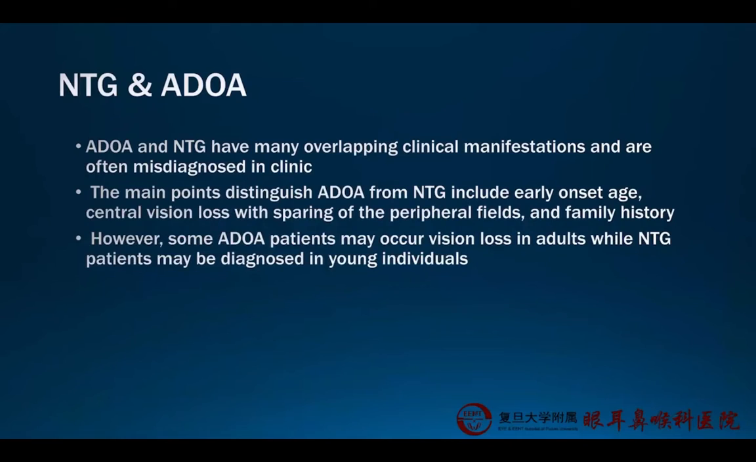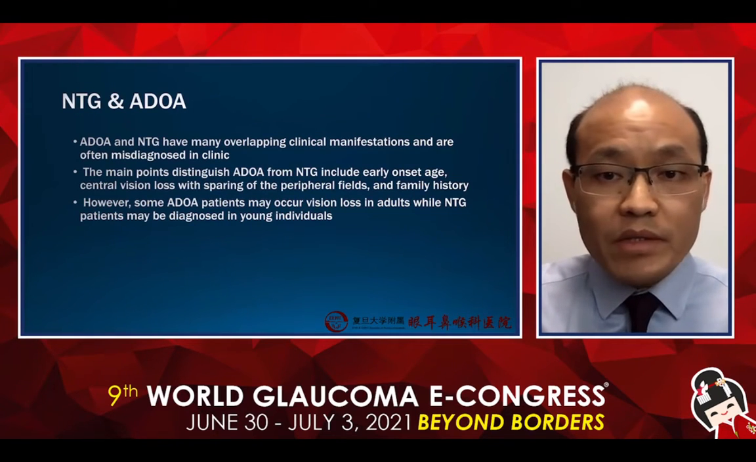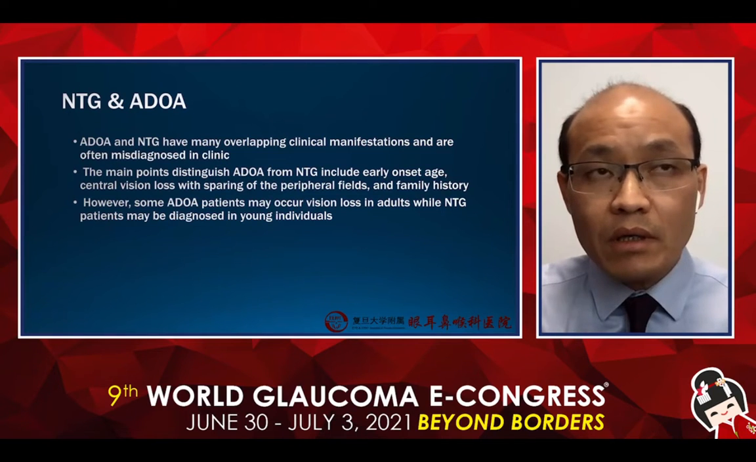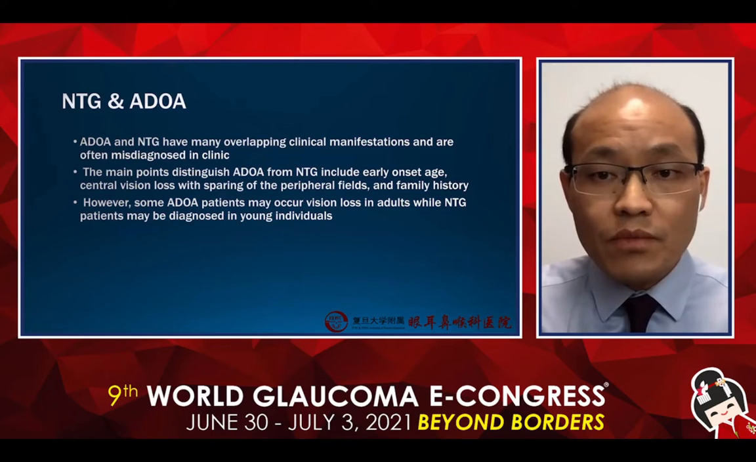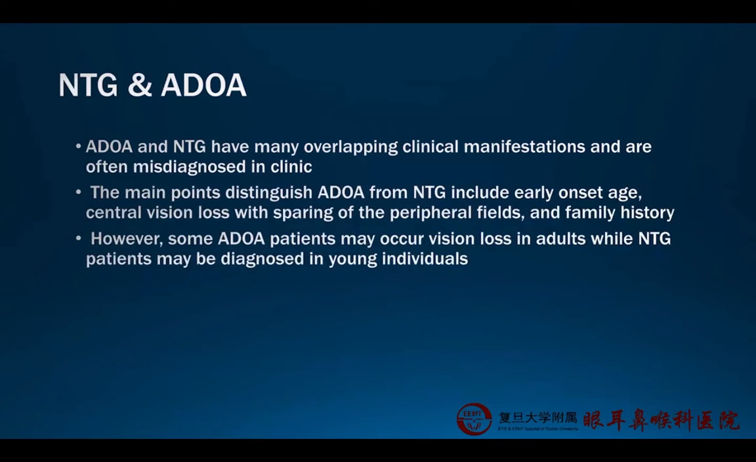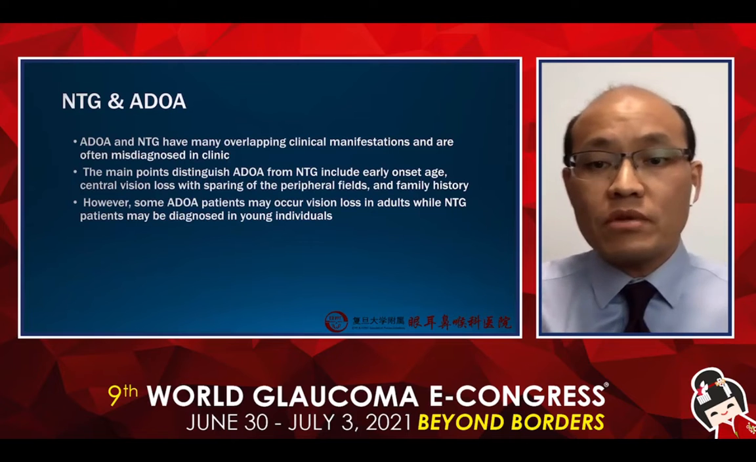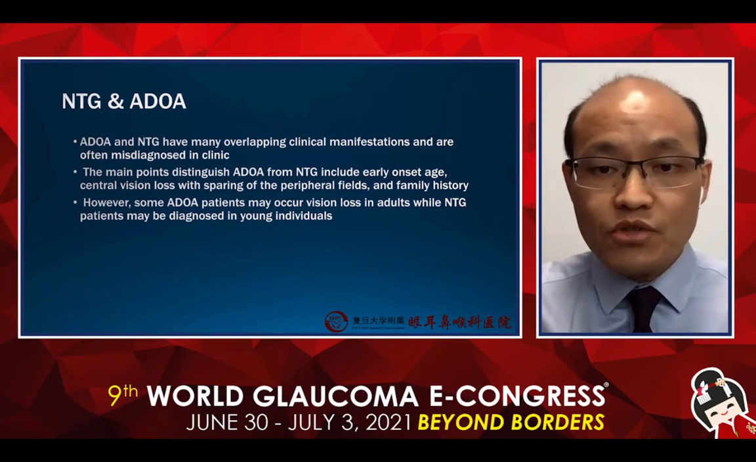As both are characterized by loss of retinal ganglion cells or their axons, ADOA and NTG have many overlapping clinical manifestations and are often misdiagnosed in the clinic. The main points to distinguish ADOA from NTG include early onset age, central vision loss with sparing of the peripheral field, and family history. However, some ADOA patients may develop vision loss in adulthood, while NTG patients may be diagnosed in young individuals. The disc excavation of the optic nerve is a typical feature of normal tension glaucoma, but can also be observed in ADOA patients. So more differential features between ADOA and NTG should be investigated.